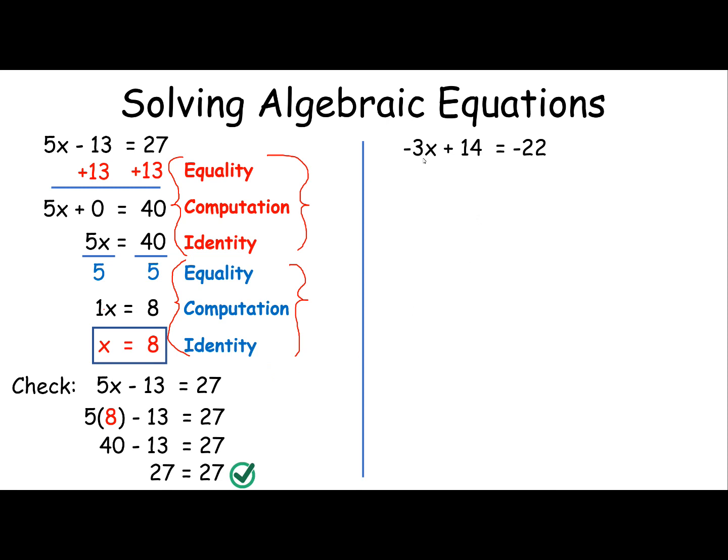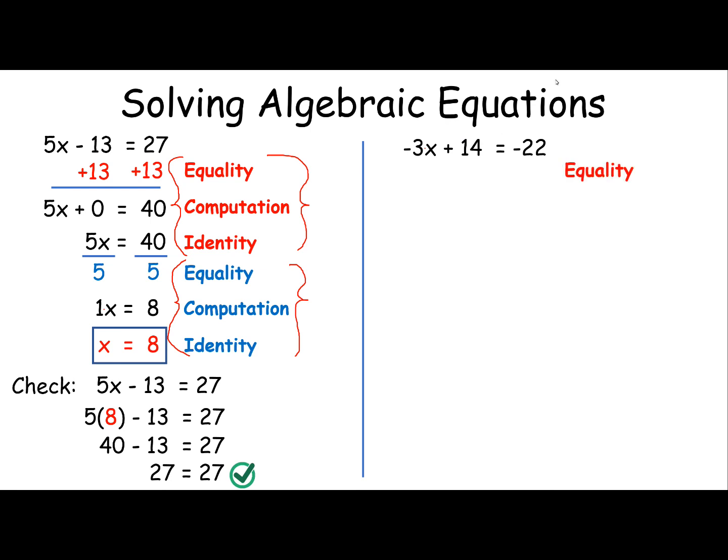I have a second example over here. I would recommend pausing the video and trying this one on your own. I'm going to assume that if you wanted to do that, you already have, and I'm going to keep right on going. My goal is to get this x by itself. I've done two things. I've multiplied by a -3, and I've added a 14. How do I undo that?